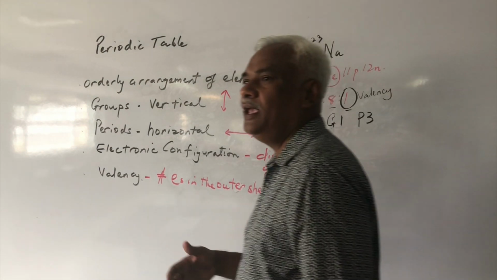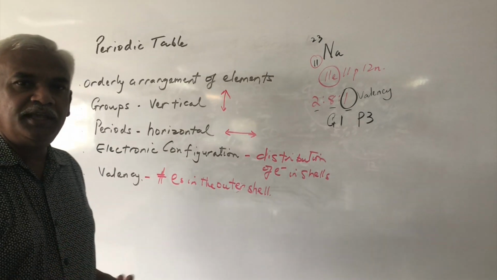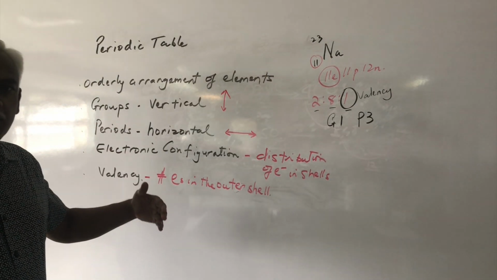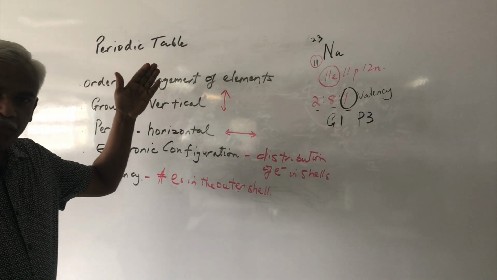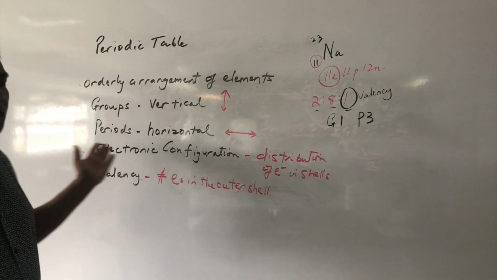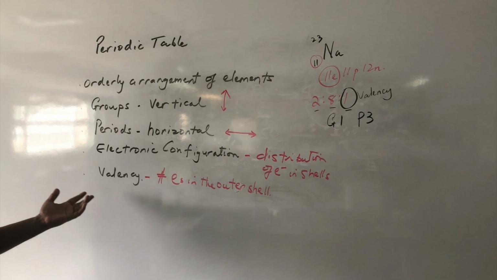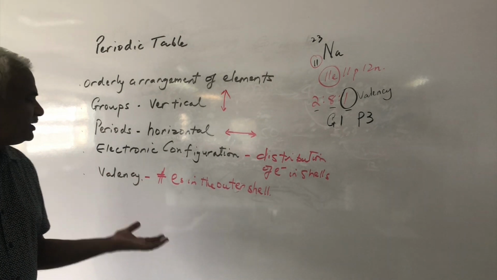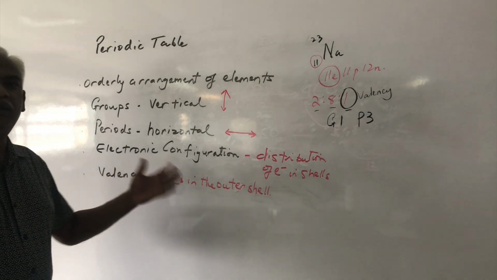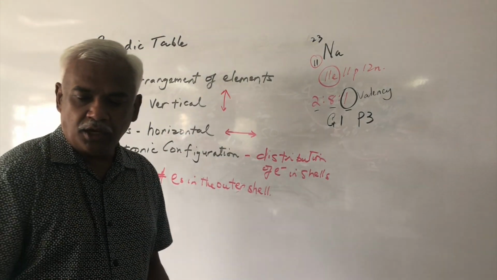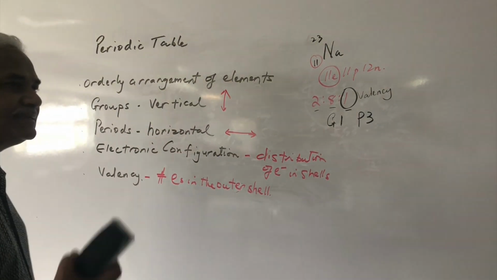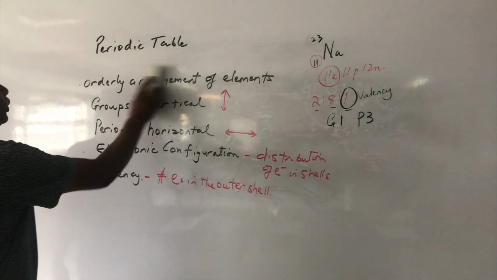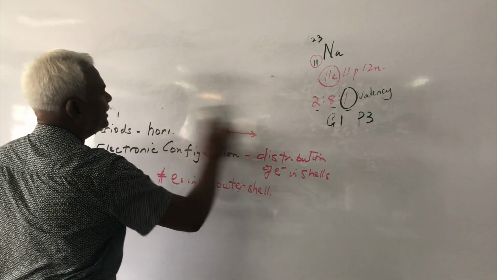So, the periodic table, an orderly arrangement of elements. It is arranged in groups and in periods. The groups run from top to bottom. The periods run across. Electronic configuration is the way the electrons are distributed in the shells, and the valency is the number of electrons in the outermost shell. Now, let's look at some examples to see if we could work out the group and period in which the element is placed.